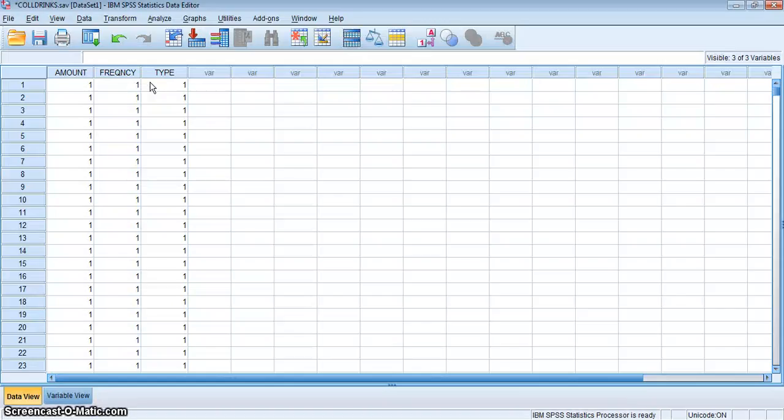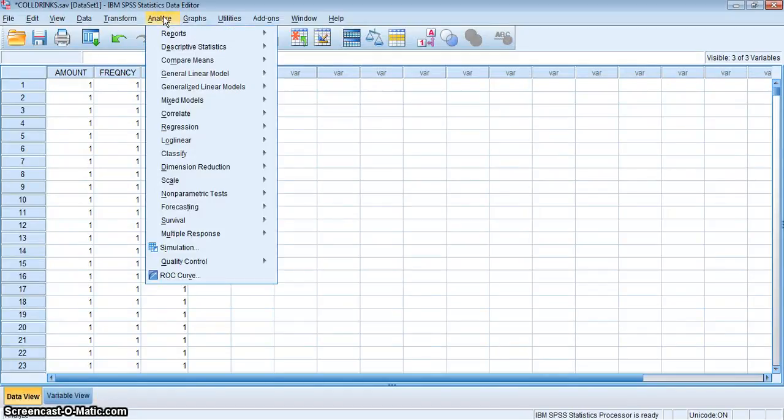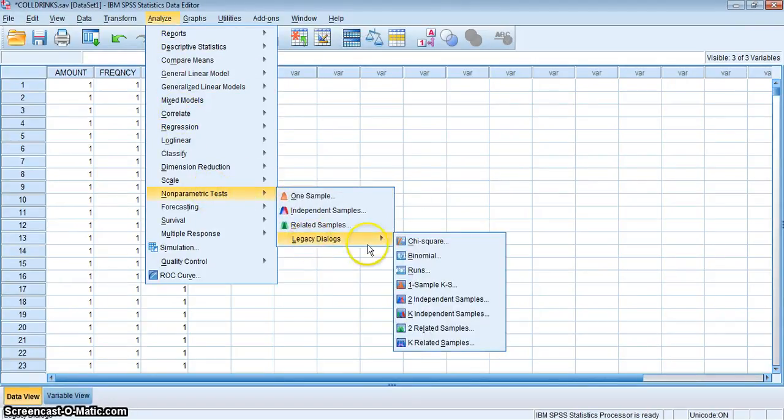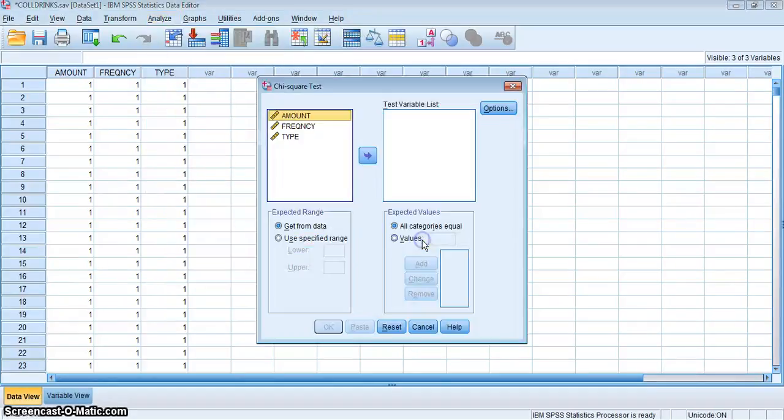Okay, so here's how you do this. Now again, SPSS is very specific in the way they want this done. So analyze, non-parametric tests, legacy dialogues, chi-squared. So I'm going to let that sit there for a minute. Analyze, non-parametric test, legacy dialogues, chi-squared. The variable that we're interested in analyzing is frequency. Now, if I just wanted to know if all the categories had the same proportions, then I could leave this here. But that's not what I want.